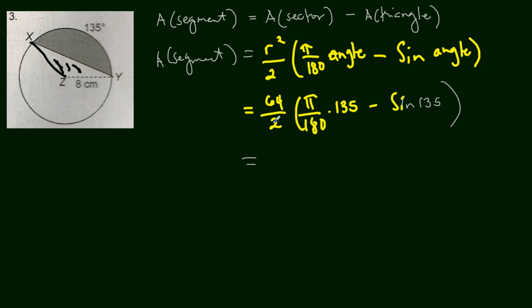And we have 32 times 135 pi divided by 180 minus sine 135 degrees. Everything here is in degrees.